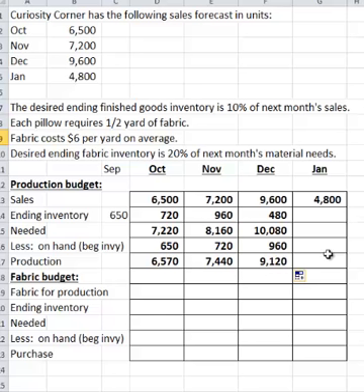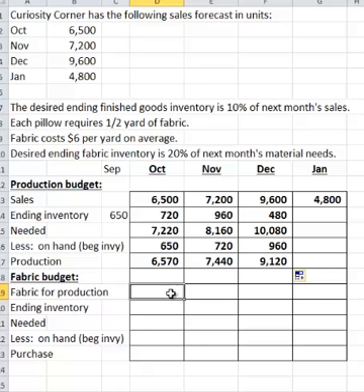I can't do January. Why not? Because I can't figure the ending because I don't have February. So that column is dead. It can't go any further. But we could get production for October, November, December. Now we can come down and do the material budget.